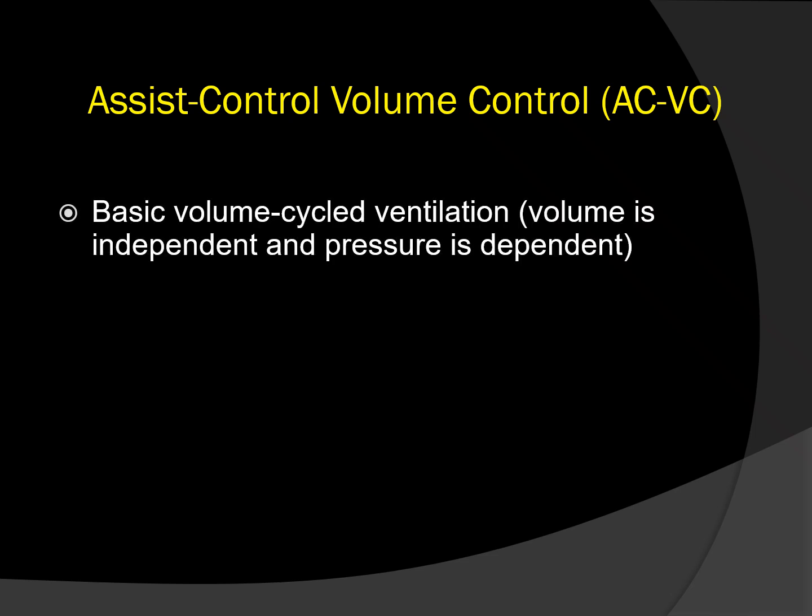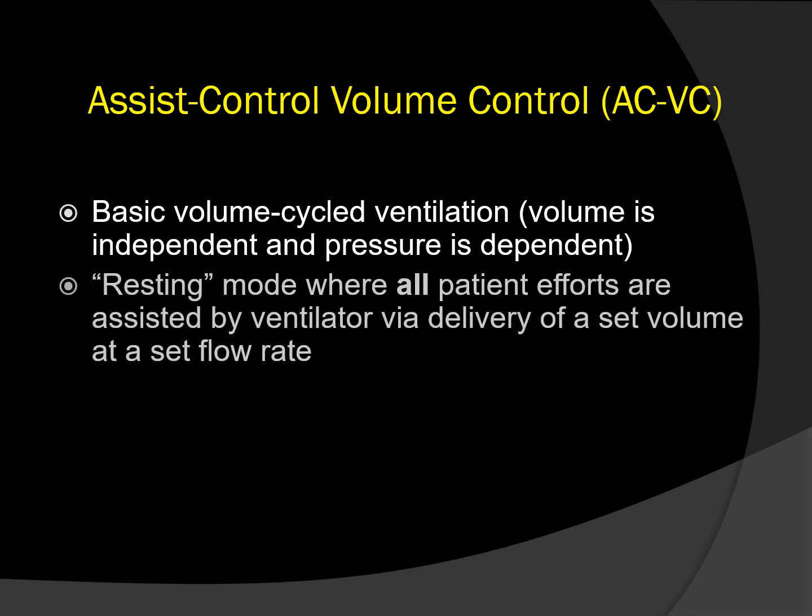The next mode of ventilation I want to discuss is AC/VC, or assist control volume control ventilation. This may have different names on different ventilators, but you'll recognize this. It's our basic volume cycled ventilator mode. Volume is the independent and pressure is the dependent variable. So we set the volume, but we don't know what the pressure is until we look at the machine.